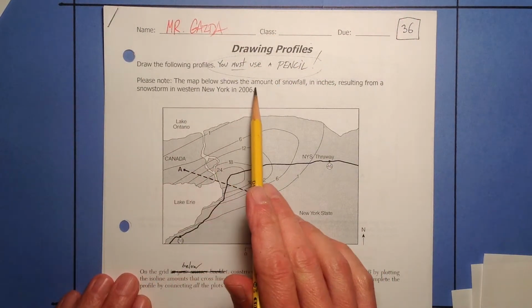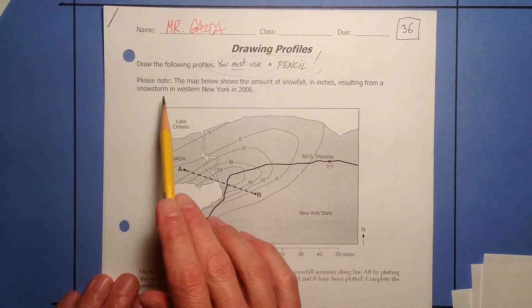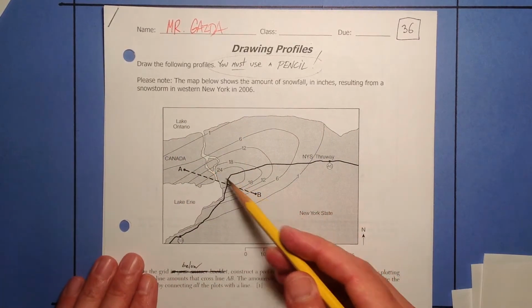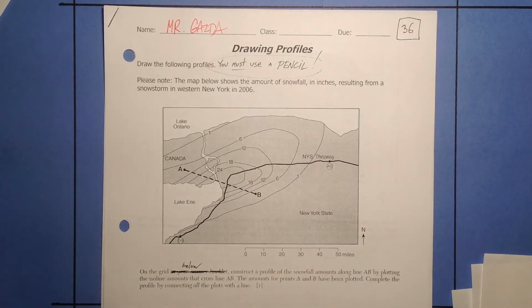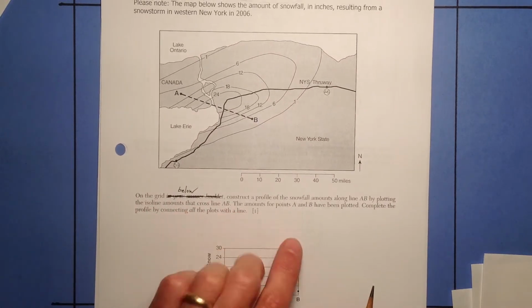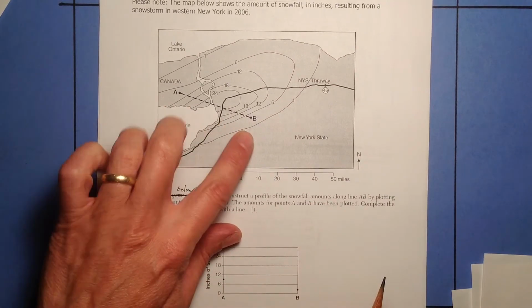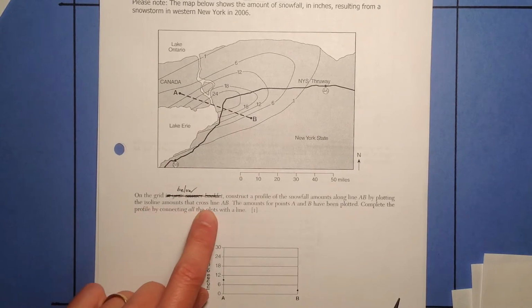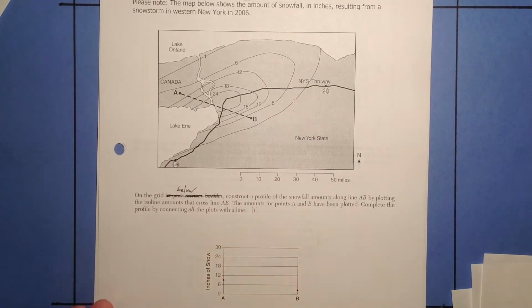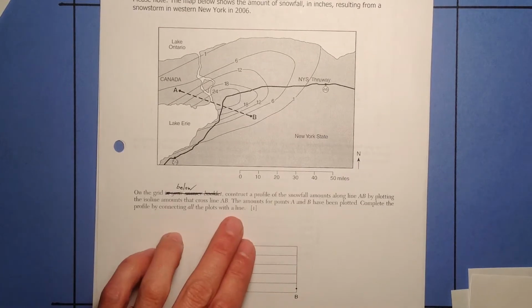Please note the map below shows the amount of snowfall in inches resulting from a snowstorm in western New York in 2006. So this is snowfall amounts. This is not a hill, but it would be drawing a profile of it. Anyway, it says on the grid below, construct a profile of the snowfall amounts along line A to B by plotting the isoline amounts across line AB. The amounts for point A and B have been plotted. Complete the profile by connecting all the plots with a line.